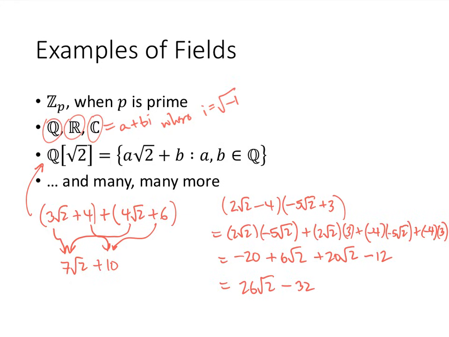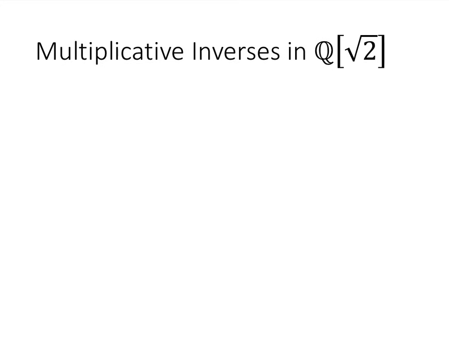Now, it takes a little bit of thought to see why this is a field. You can maybe see all of the properties pretty clearly, except why do we have multiplicative inverses? The way that we see why there are multiplicative inverses in Q bracket the square root of 2 is actually kind of clever. What we're looking for is, if I had, let's say, 3 radical 2 plus 4, what do I multiply that by, some other a radical 2 plus b, to get back 1, the multiplicative identity?